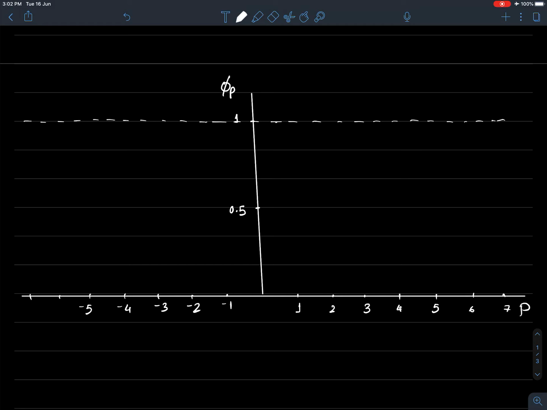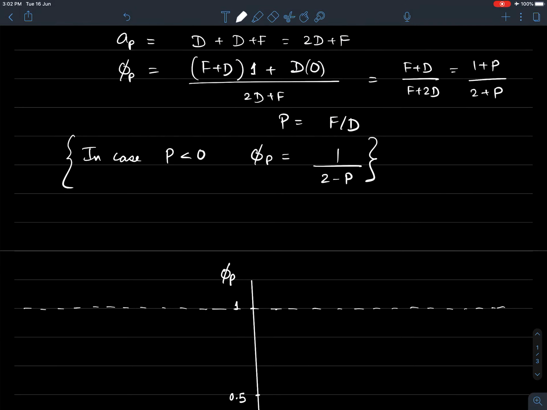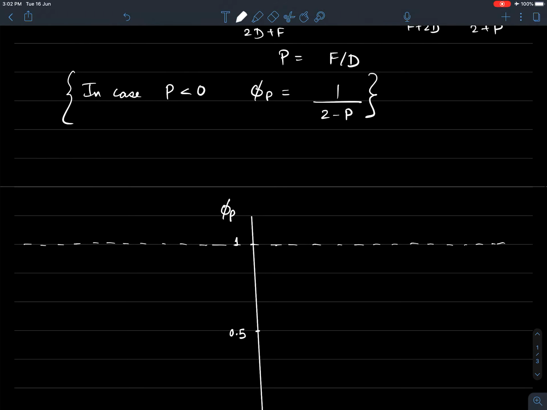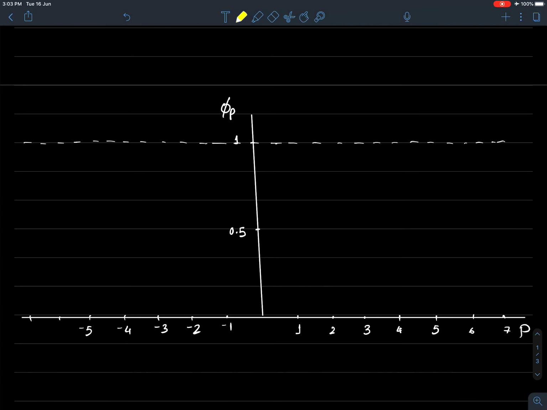Okay, so let's look at how this function phi P goes as a function of P. Now remember, this is valid only when P is greater than 0. So for P greater than 0, which I'm going to draw for the upwind scheme using, let's say, some yellow color.